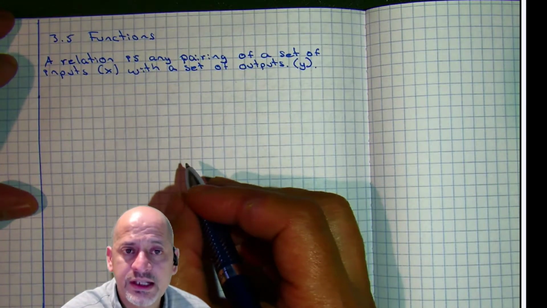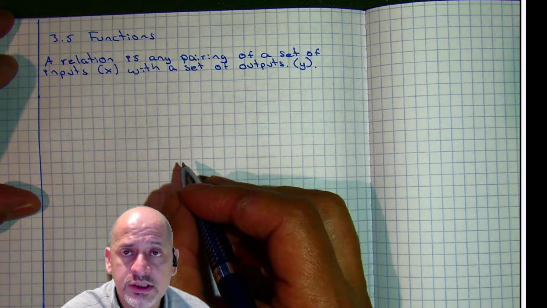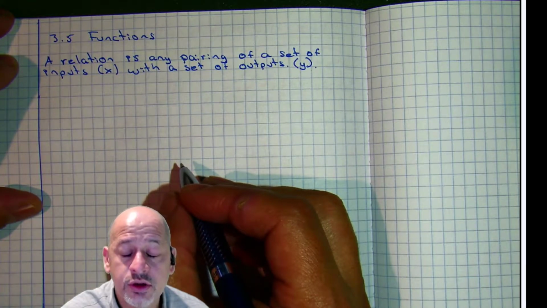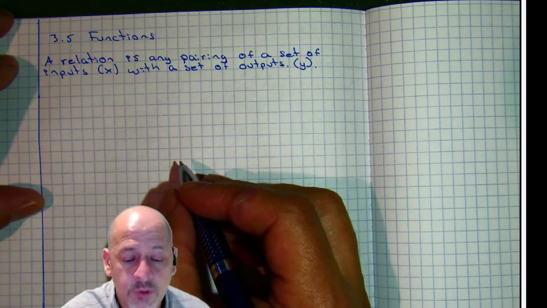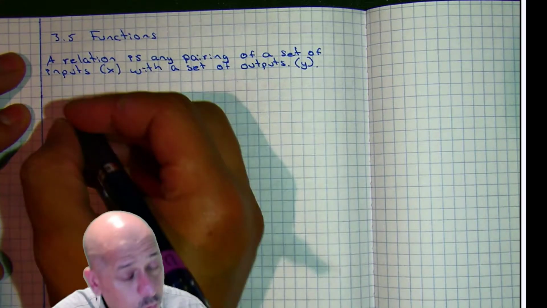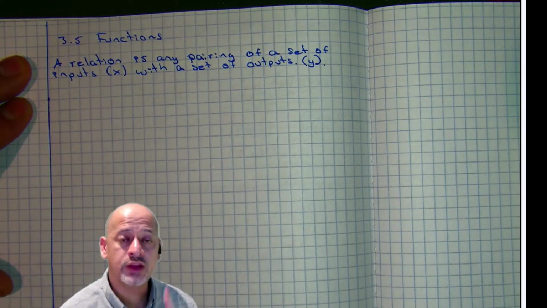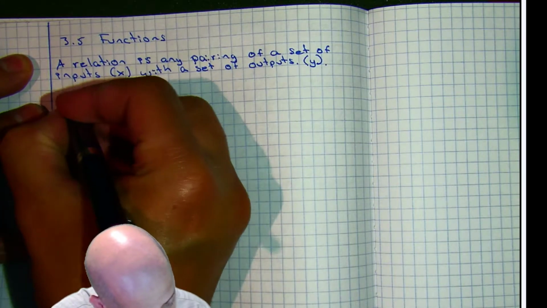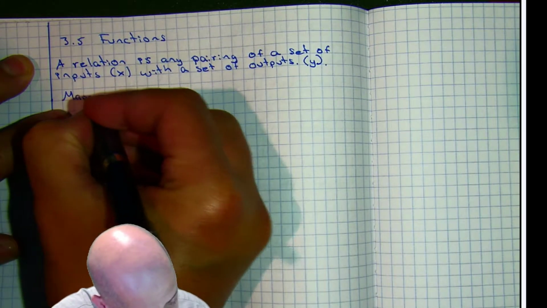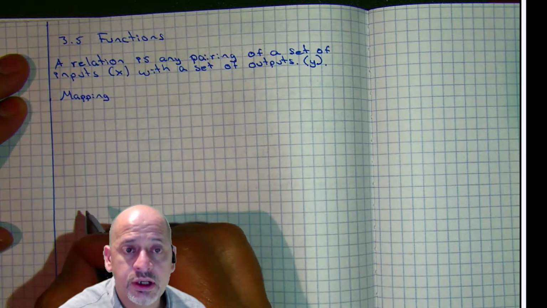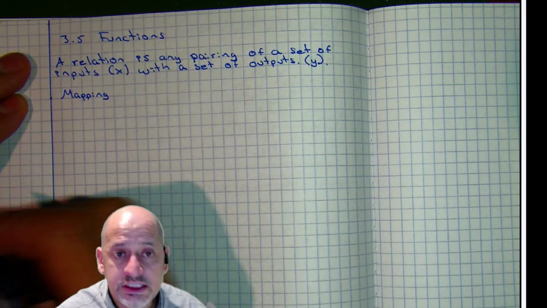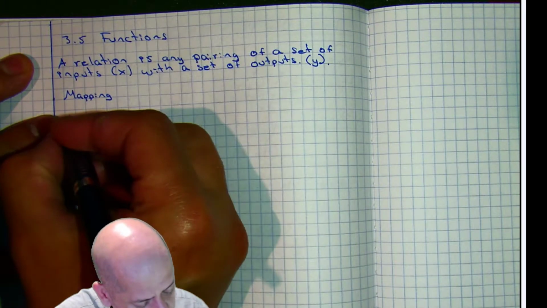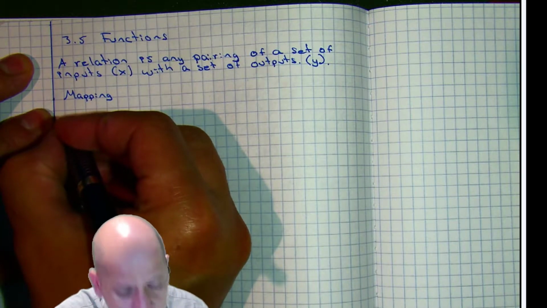Now, we have represented relations since section 3.1 in several ways. But we haven't used mapping before, so that'll be something new for you guys to see. Mapping. We can represent a relation as a mapping. So just carefully, let's go and draw the map. It's going to be a bubble here. So let's go and write down the numbers first.